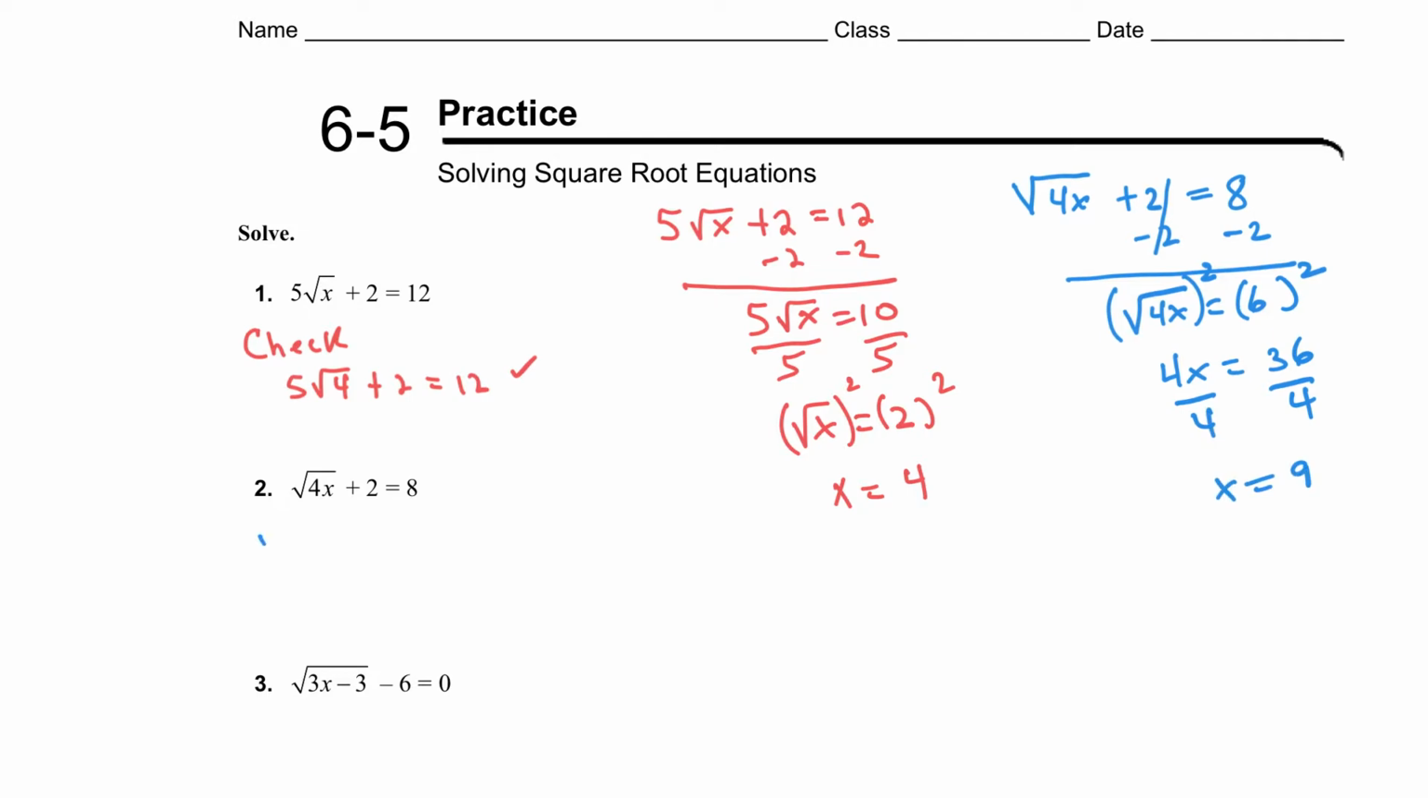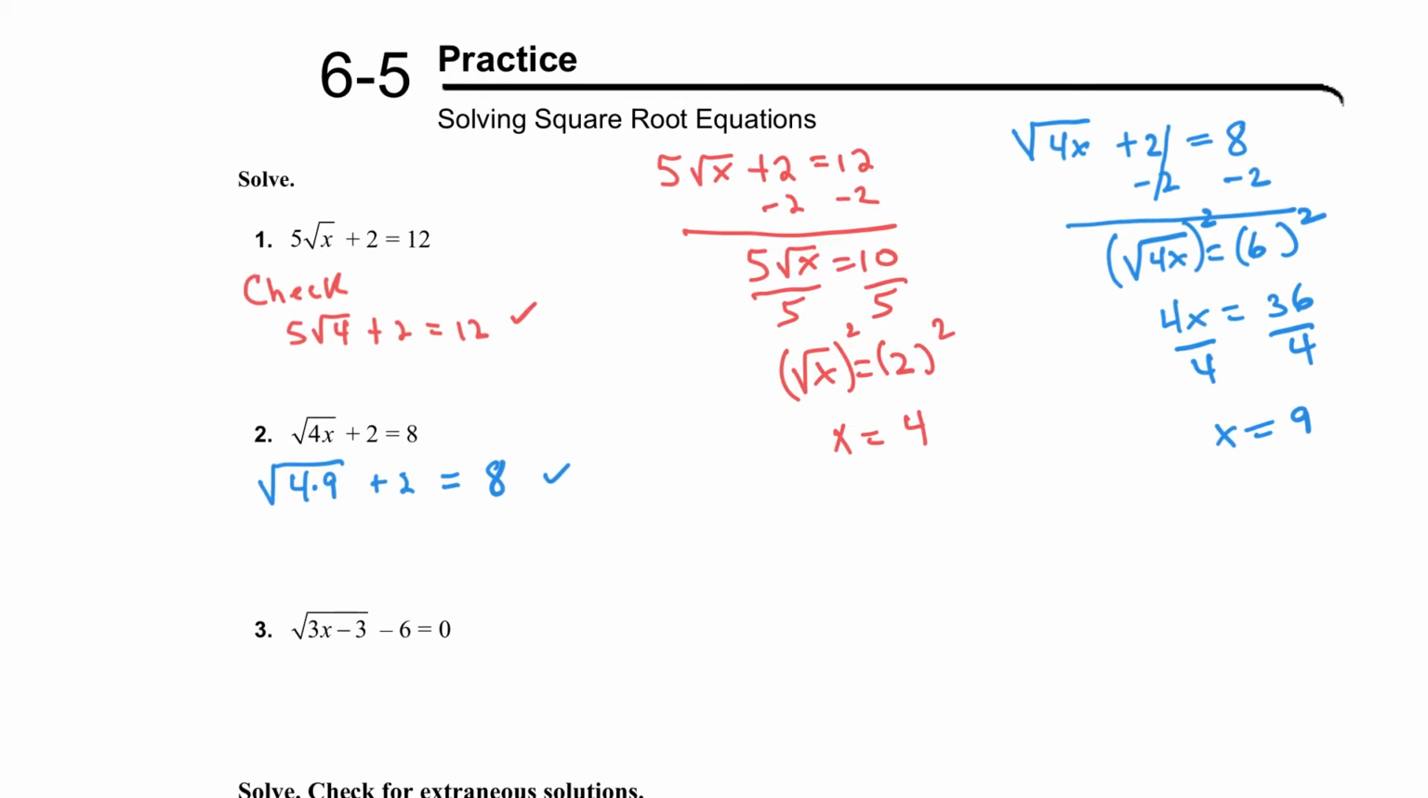So you want to come over here. Square root of 4 times 9 plus 2, and check if that's 8. 4 times 9 is 36. The square root of 36 is 6, plus 2 is 8, so that works. And then we're going to go ahead and do number 3.